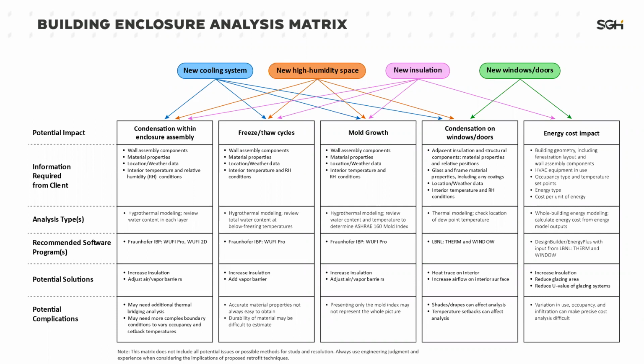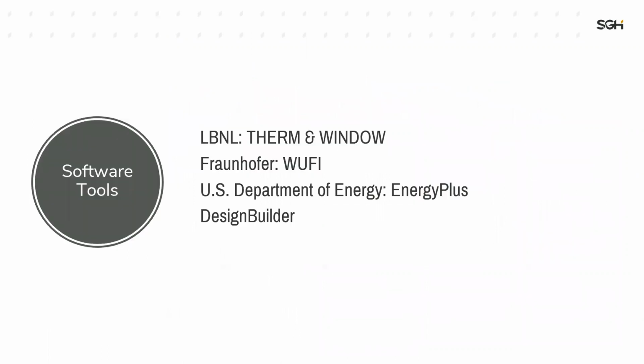When we're in those early stages, you'll need some information from your client, and you'll need to select a software with which to run different models to evaluate different risks. This matrix also includes some potential solutions and potential complications. The software tools that I'll be mentioning today are Lawrence Berkeley National Labs' Therm and Window, Fraunhofer's WUFI, the US Department of Energy's EnergyPlus, and DesignBuilder.